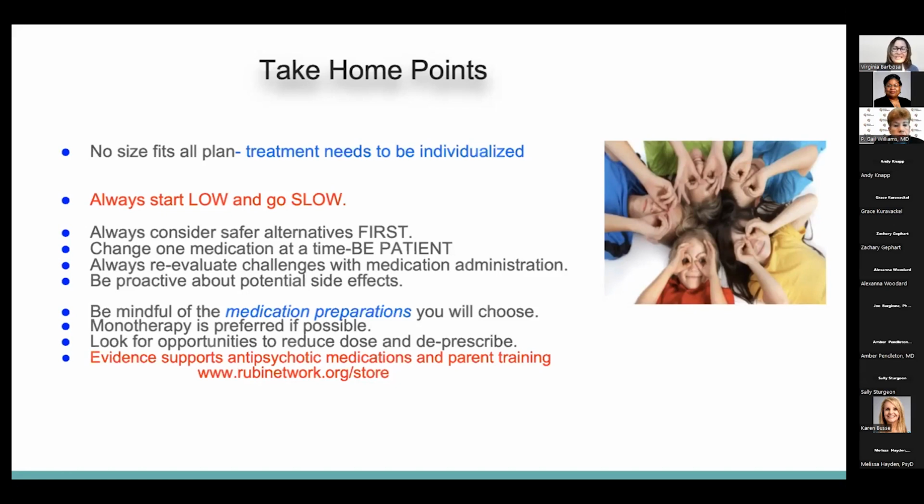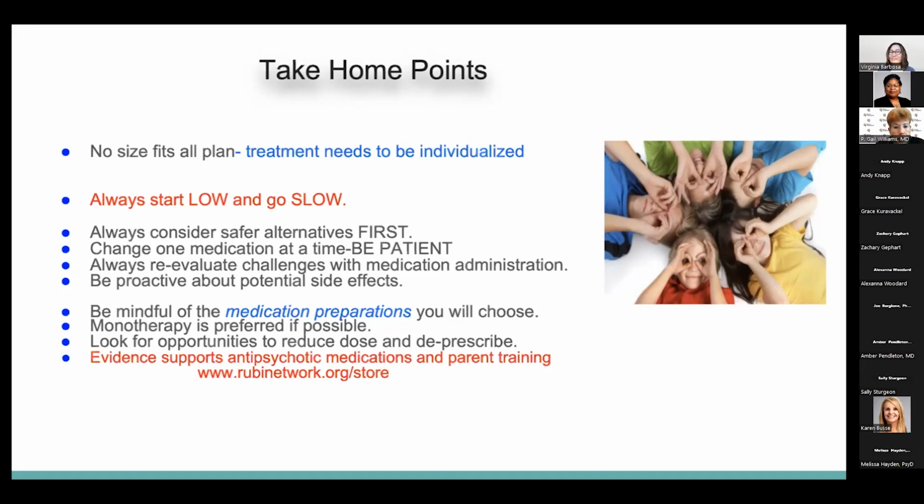Always change one medication at a time, be patient. Pharmacotherapy takes time. Always reevaluate the challenges of the medication administration, being mindful of the preparations. There are certain medications that you cannot open the capsule, and it's very helpful to use preparations like solutions or suspensions, because then you can titrate the dose slowly, having in mind that the kids are highly sensitive to side effects. Monotherapy is preferred, that's the ideal situation, and always look for opportunities to reduce the dose once the kid is stabilized.